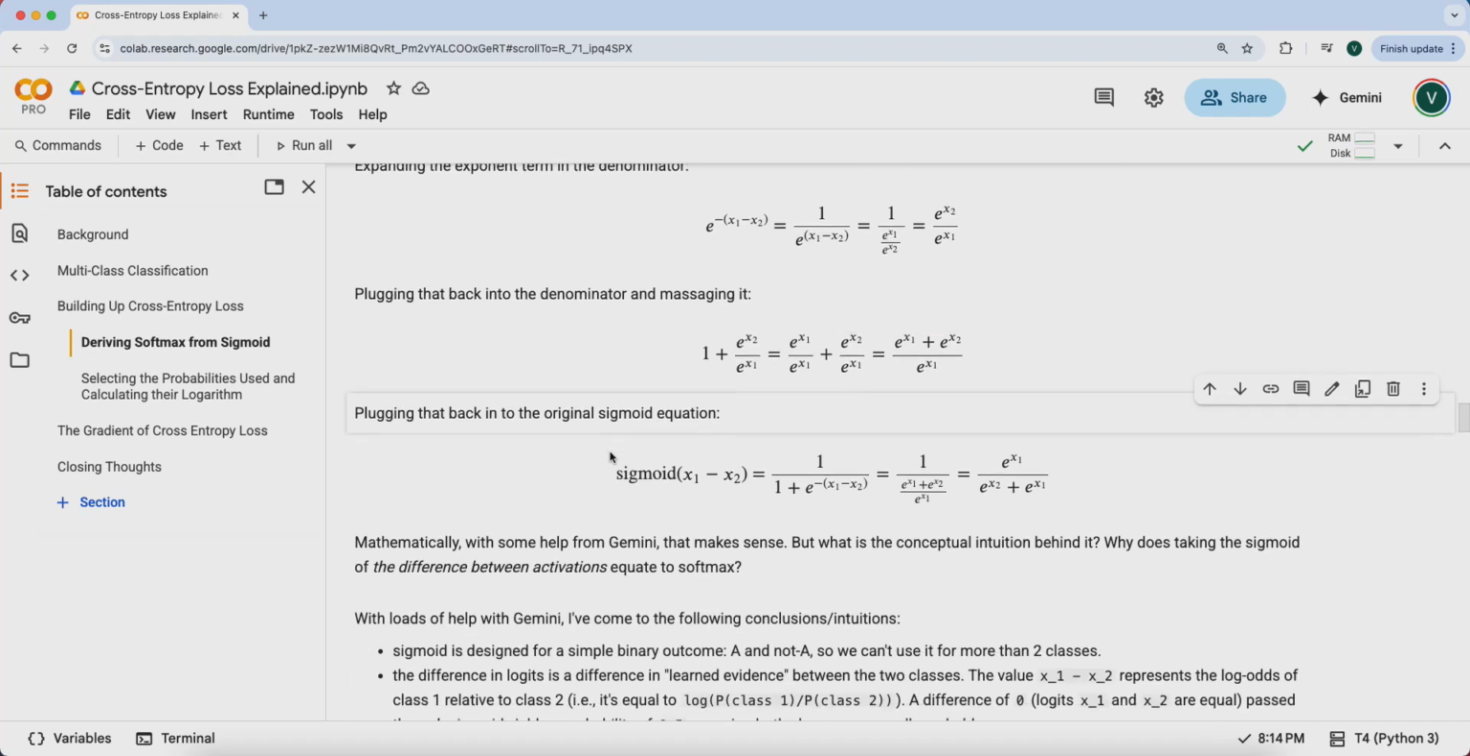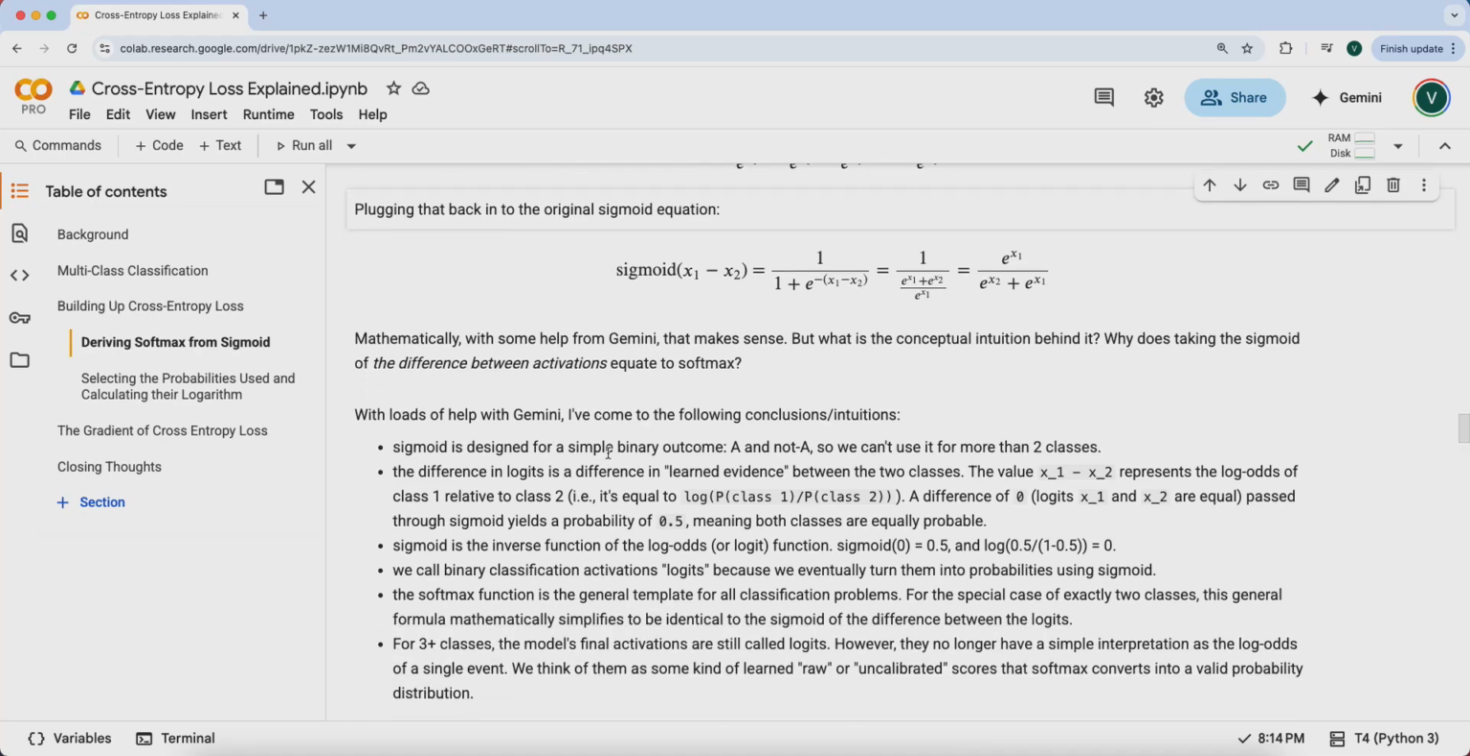So mathematically it made sense, but I was still hung up on this idea of why the difference, right? Why is it that the difference in activations leads us to the probability of that activation?